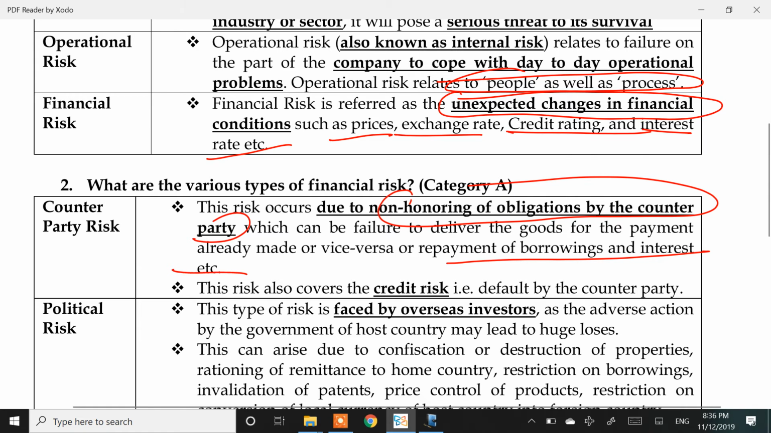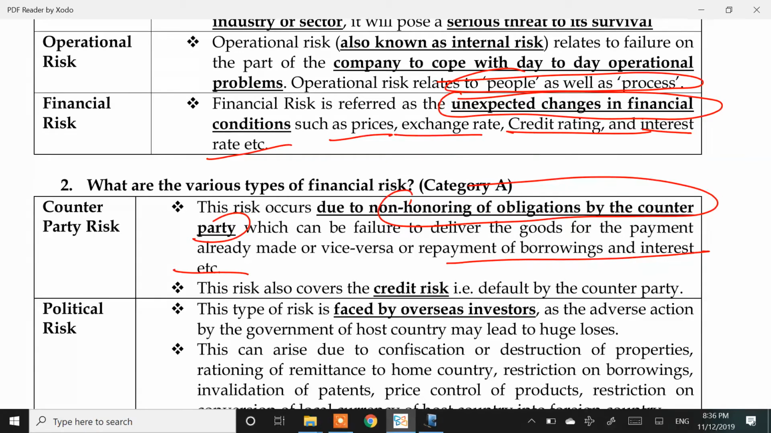Now how can I avoid a counterparty risk? For example, when I'm selling my goods, there's something called a letter of credit. If I take an LC facility, then that will ensure that counterparty risk is taken care of. When I'm giving some loans, I also take some securities from the people, so that will ensure that counterparty risk is minimized to some extent.